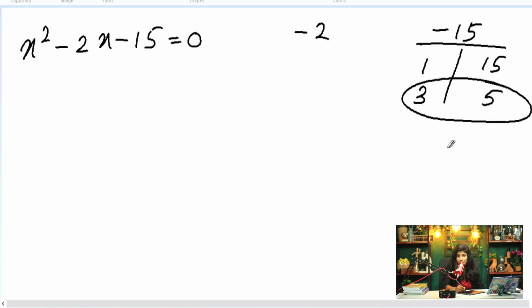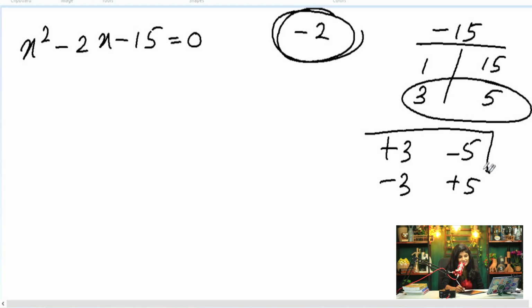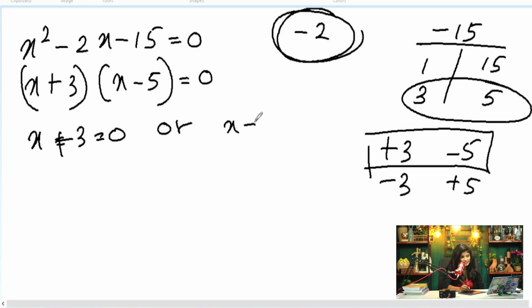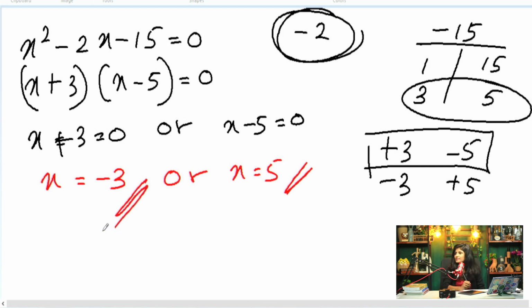Now we have to take positive and negative. Positive 3, negative 5 or negative 3, positive 5. Okay. So to get negative 2, we have to select this one. So we will write x plus 3 and x minus 5 equals 0. So x plus 3 equals 0. X minus 5 equals 0. Then x equal negative 3 or x equal 5. That's it. Very easy.